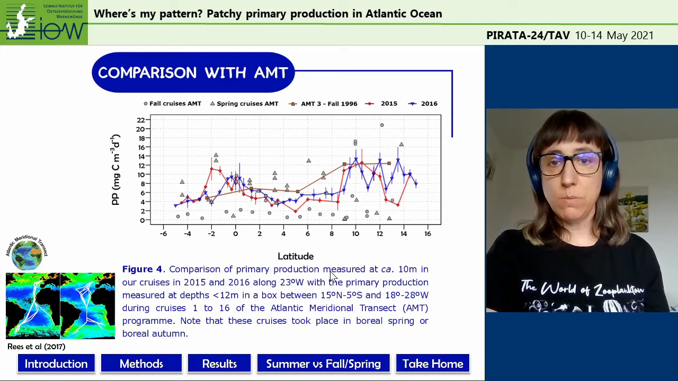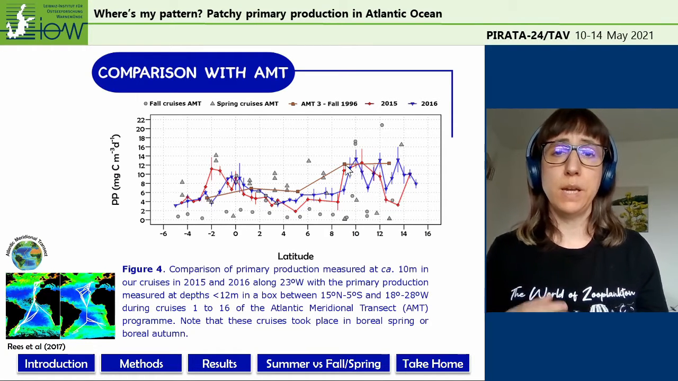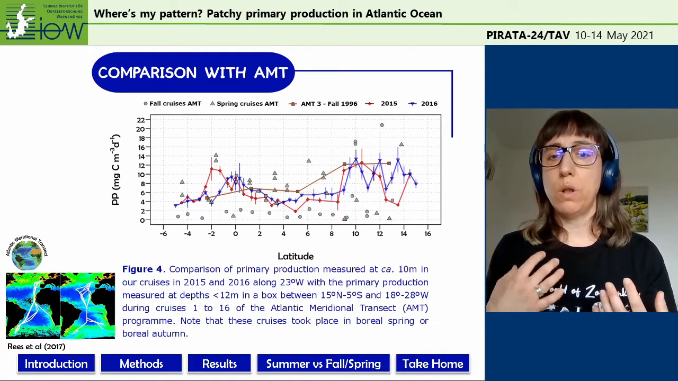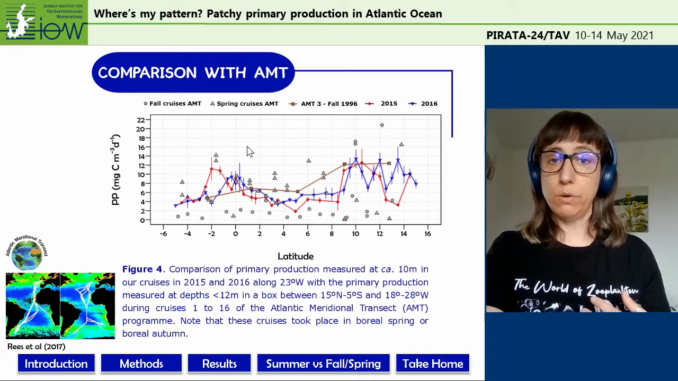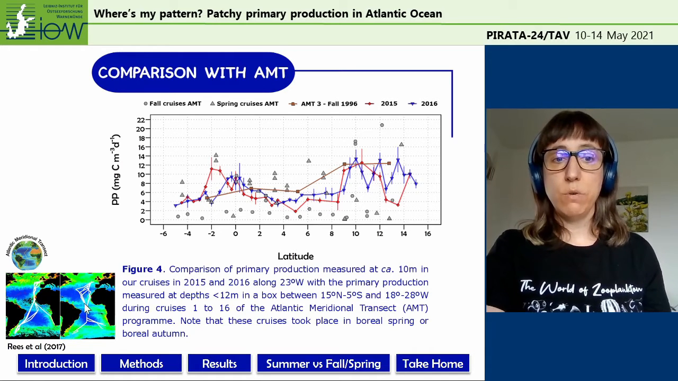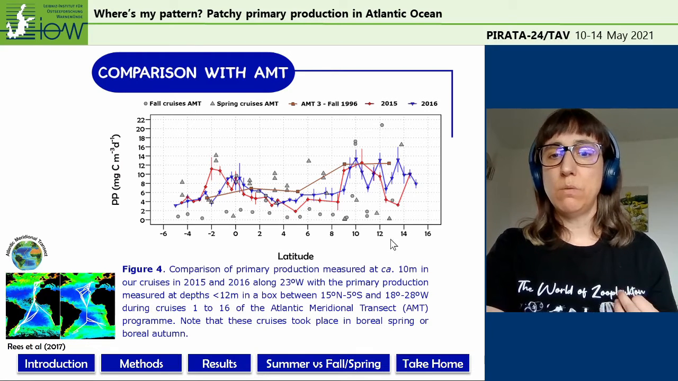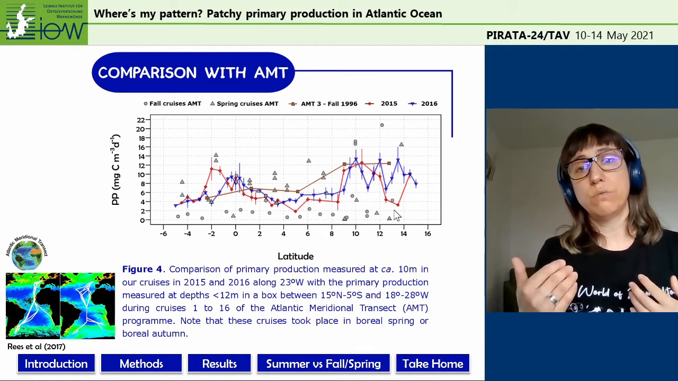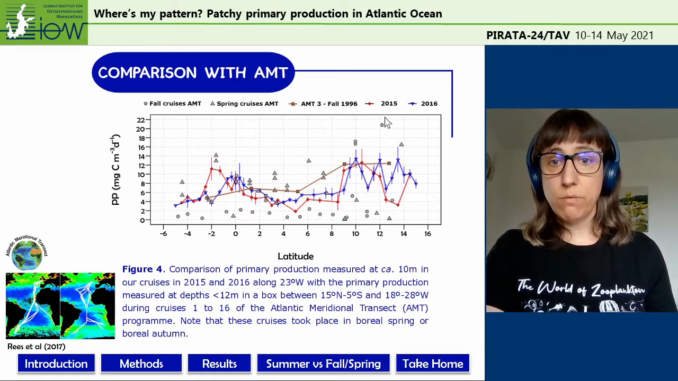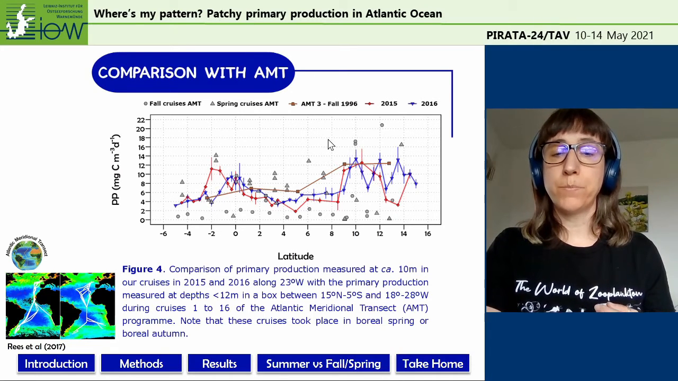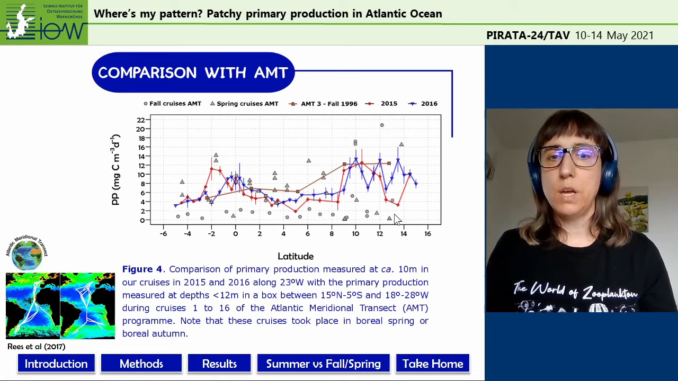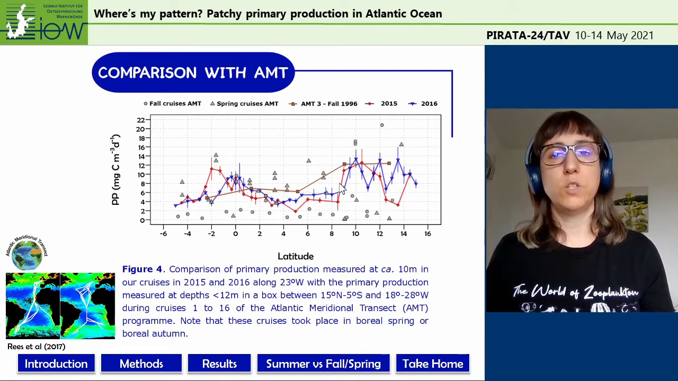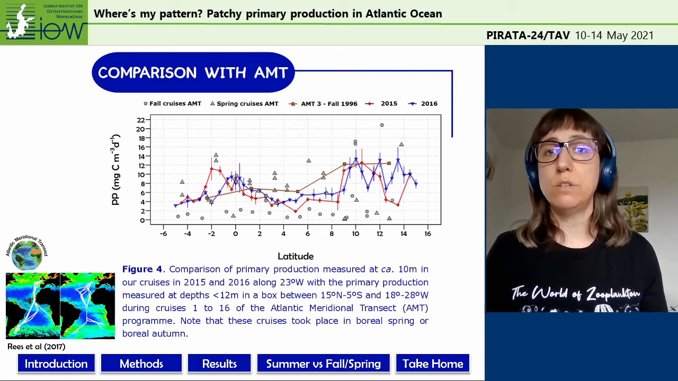Then we have highlighted AMT3, which was in fall 1996 because it's the closest to our location, and we're going to focus basically on the 6 north to 6 south part of the plot, because as you can see here in the tracks of the cruises, not many of them passed this Guinea Dome region, so it's not really comparable. So you have fall cruises as circles, spring cruises as triangles, and our cruises. And you can see that in general, our rates are not spectacularly higher than those measured in other seasons.